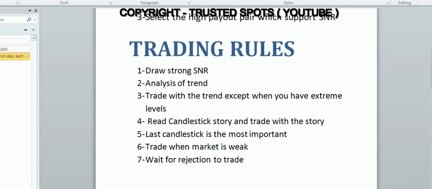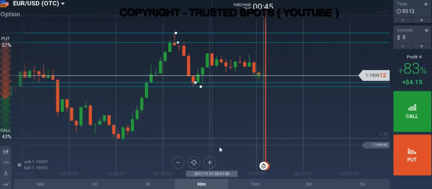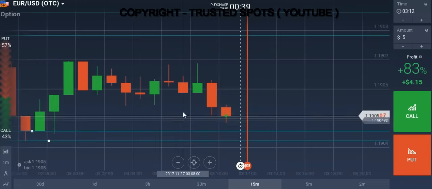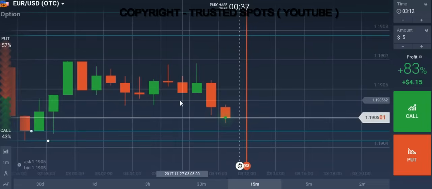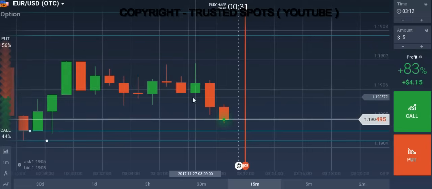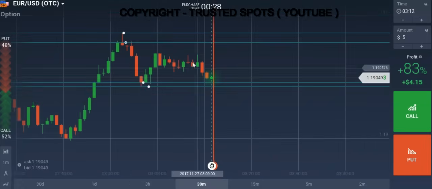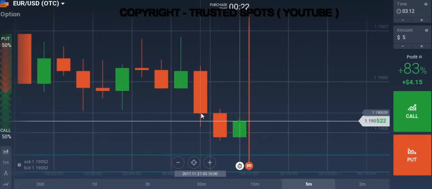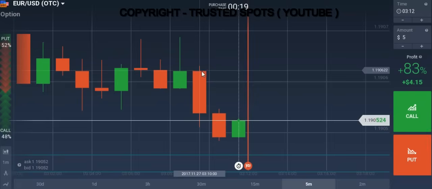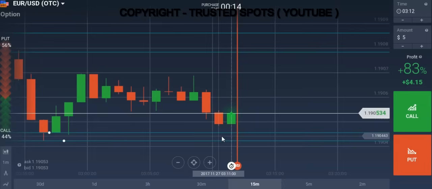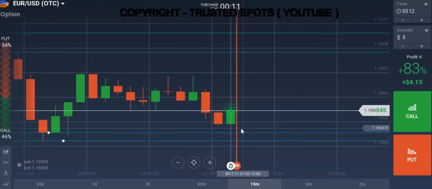The fourth rule is read candlestick story and trade with the story. By story, I mean, suppose we are here, so what we will do, we will read the story. What is the story? This is a red candle, meaning market wants to go down. This is a green hammer, meaning sign of reversal, but there is no trend going on, so this means nothing to us. This is a big red candle, means market wants to go down. This is a big red candle, means market wants to go down. So this is how you read the story.